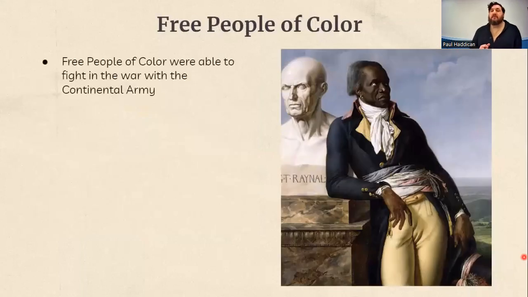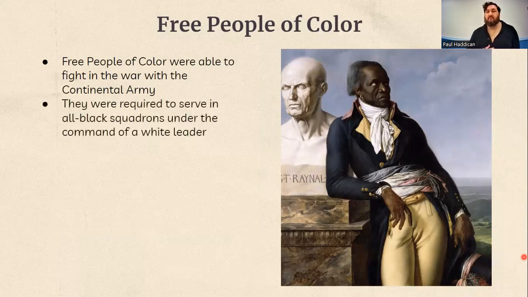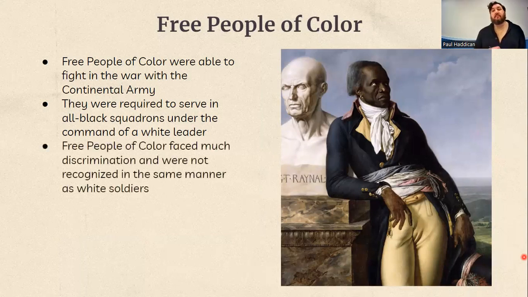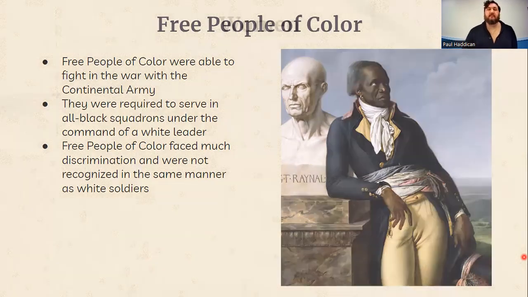On the flip side, you also have free people of color who are able to fight in the Continental Army. They are able to enlist and fight, but they're required to serve in all Black squadrons under the command of a white leader. And that's something that we'll see again and again: the Civil War, World War I, World War II, we'll see that very far into modern times, that this is the setup that free people of color, that Black Americans, are required to work under. They're also going to face much discrimination, and they're not going to be recognized in the same manner as white soldiers. That means they're not going to get the same commendations, the same promotions, the same medals.